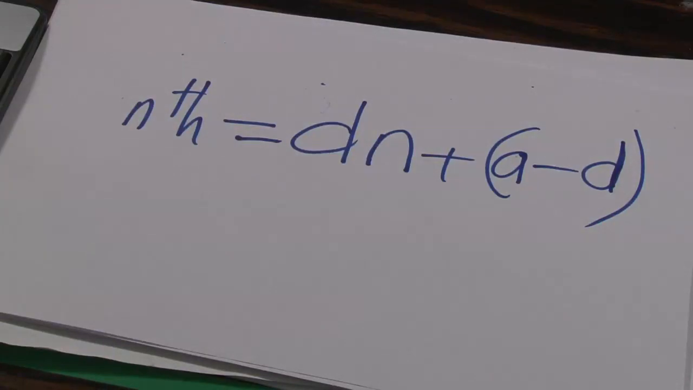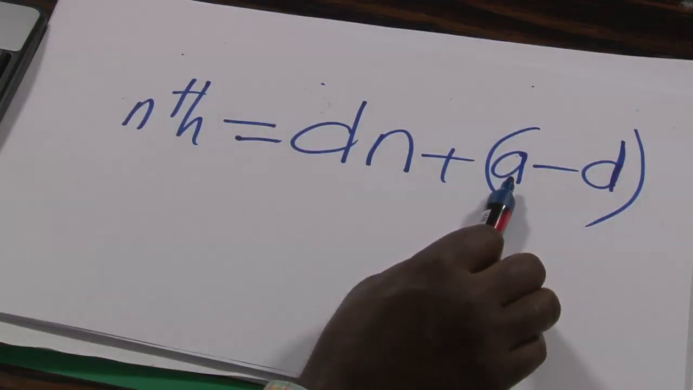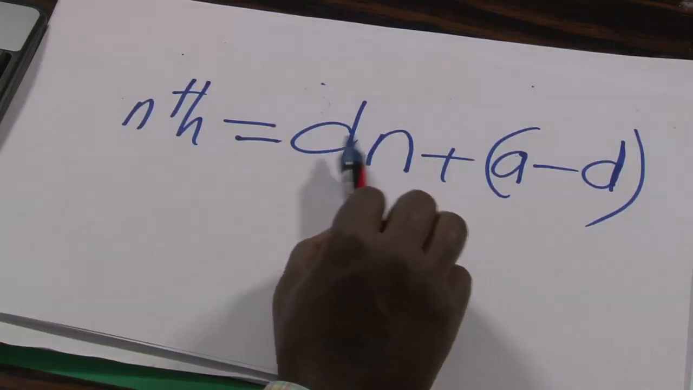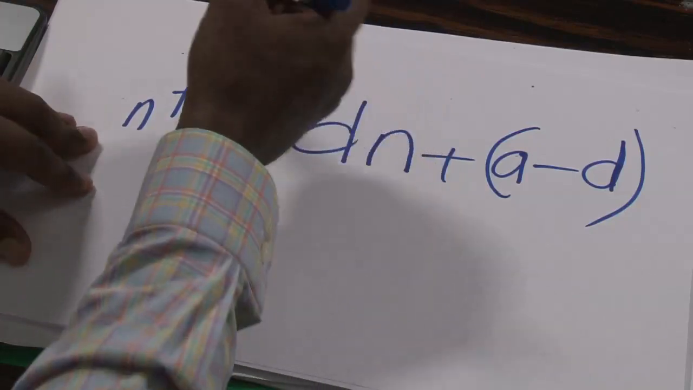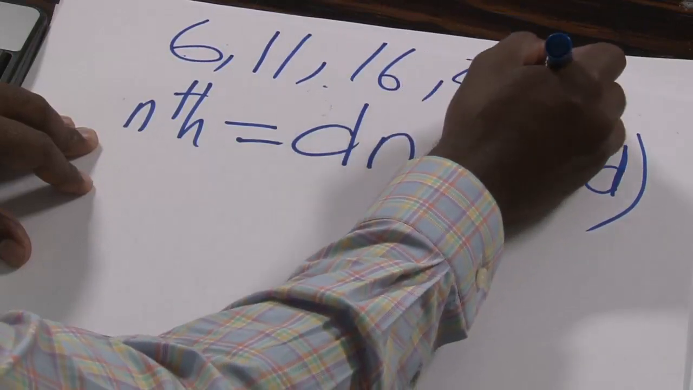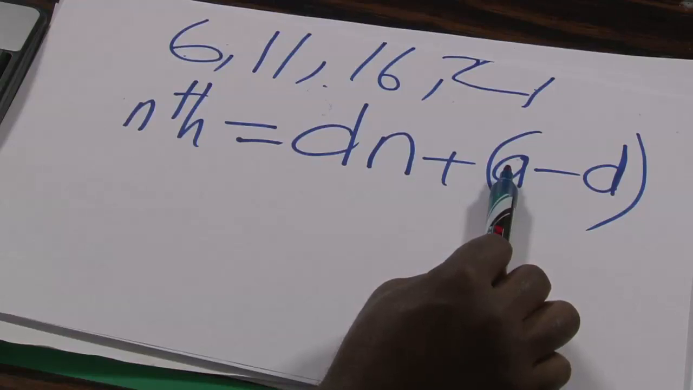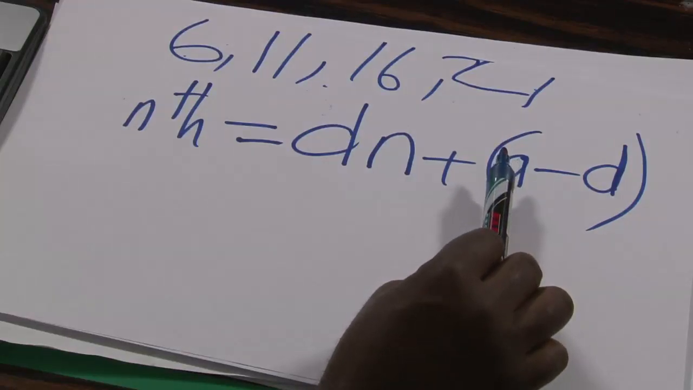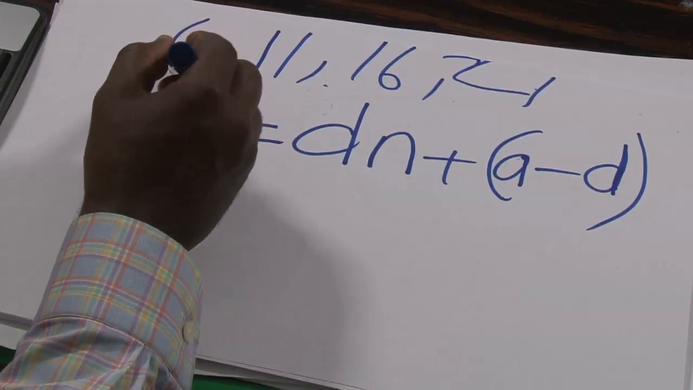Now, what they are saying here is that the a represents the first term. Whatever the first term in that whole sequence is, it is represented by a. And then the n next to the d represents the term number. In other words, you count the number of the terms. When you look at this one, for example, you have 6, 11, 16, 21. So a represents the first term. The first term in this case is 6. So a will be 6.